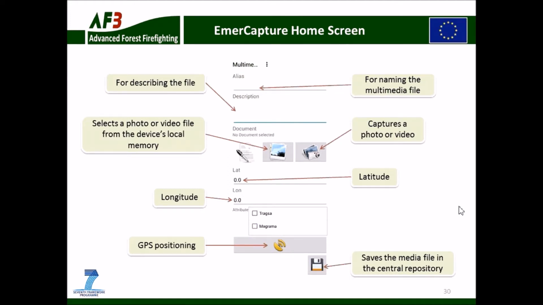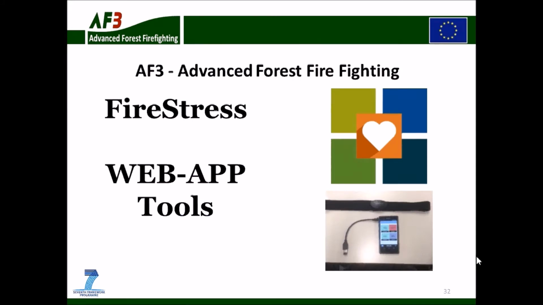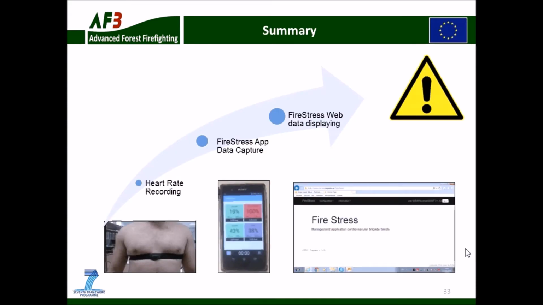So it is possible to take the pictures and make videos, just taking into account that the resolution shouldn't be too high in order to make it easier the transferring of the files. The Firestress mobile app is connected with the damage analysis of the forest fire responders, but it is linked as well to the Emercarto platform. So it's here explained as an additional and complementary software.